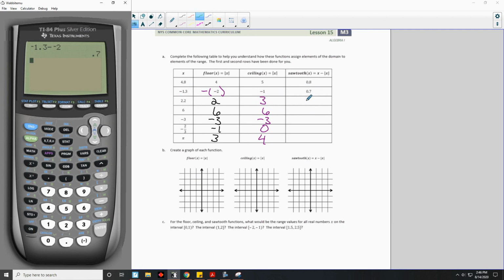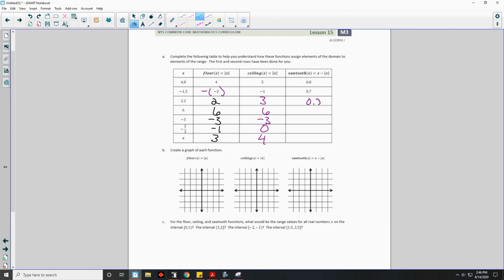2.2 minus 2 is 0.2. Let me change. I thought I changed colors here. I did. Green's highlighted, but it's not working. How about this? 2.2 minus 2 is 0.2. There's green. All right. Okay, 6 minus 6, 0.0. -3 minus a -3 is +3. -3 plus 3 is 0.0.